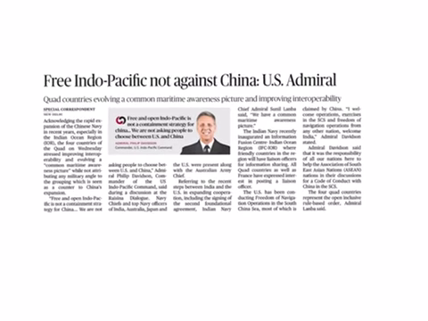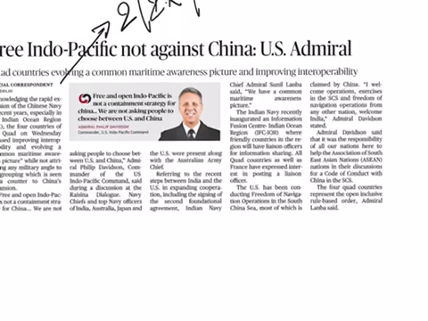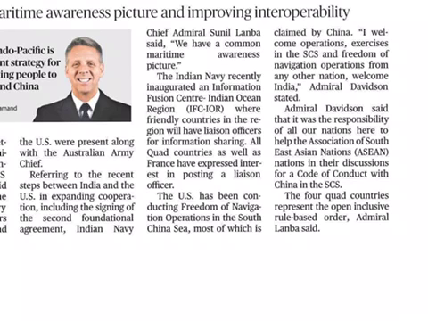The next article is Free Indo-Pacific Not Against China. This article comes under GS Paper 2 under the topic of International Relations, and the subtopic is Bilateral, Regional and Global Groupings and Agreements involving India or affecting India's interest. From the prelims point of view, what is important from this article is we should know what this Information Fusion Center, Indian Ocean region is.